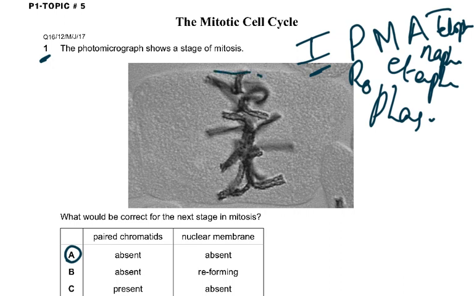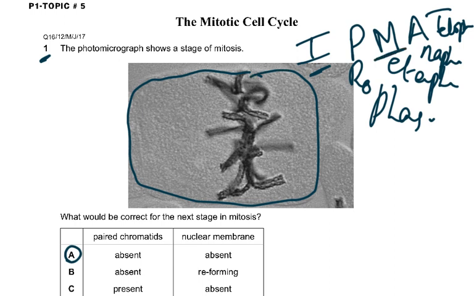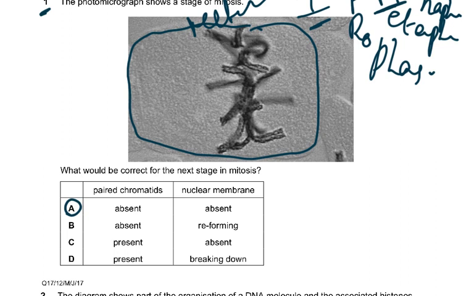You know, this is now the center of the cell. So M for middle of the cell. So M, this is metaphase. So what would be the correct for the next stage in mitosis? That would be anaphase. So paired chromatids would be absent and the nuclear membrane would be absent, because you see, the nuclear membrane disintegrated in prophase.